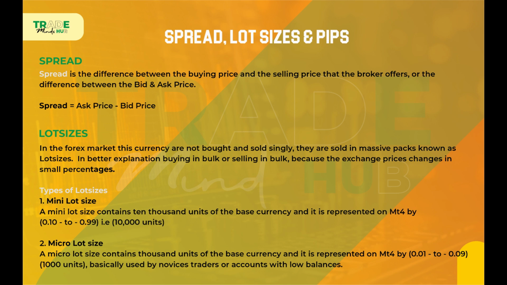Now, a micro lot contains 1,000 units of base currency. So each starting lot is 1,000. Remember, the mini starting lot represents 10,000 units. Now, this one starting lot is 1,000 units. And in MT4 and MT5, they are from 0.01 to 0.09. Take note, micro lot sizes are from 0.01 to 0.09.